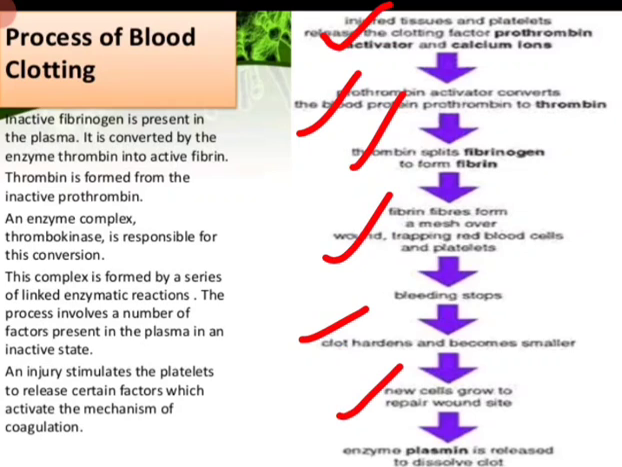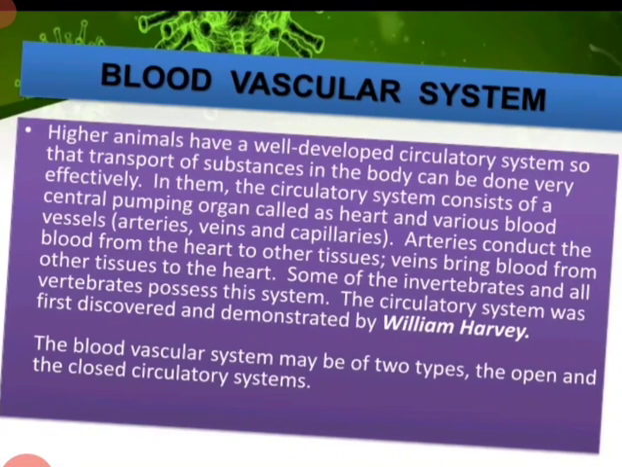The mechanism is: prothrombin is converted to thrombin. Thrombin plus fibrinogen gives fibrin. Fibrin plus erythrocytes equals blood clotting. So this is the main process of blood clotting here. Next, we are coming to the blood vascular system.